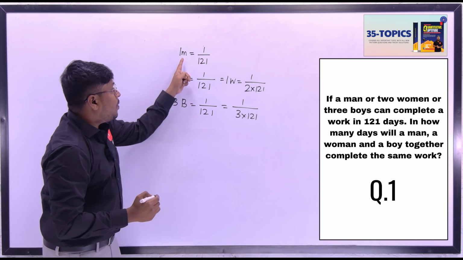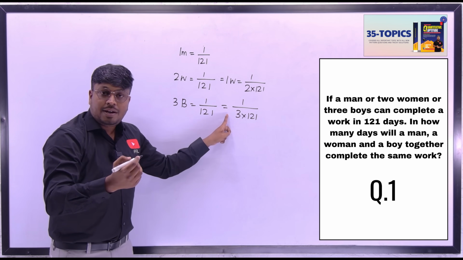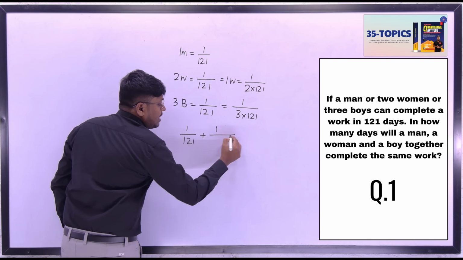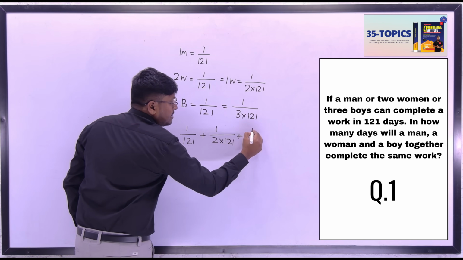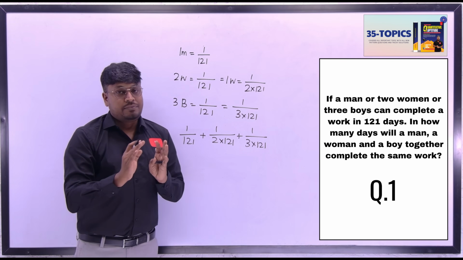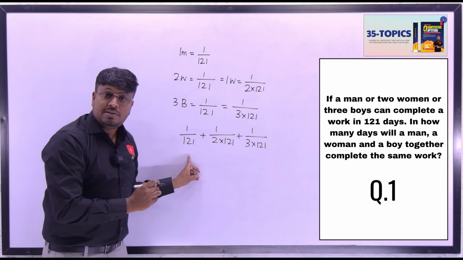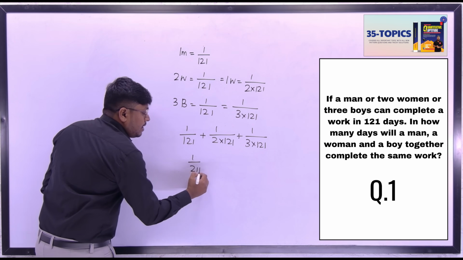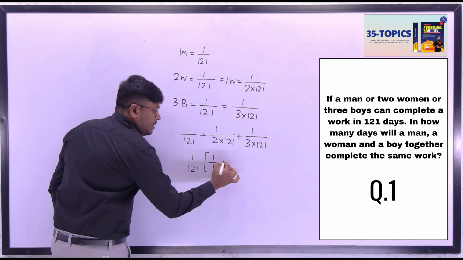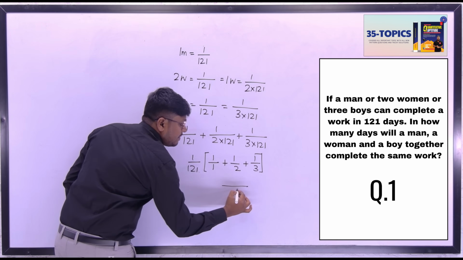So now we got one man, one woman and one boy. Our target is to find, if all the three persons are working, how much time it takes. So better we add all the three values: 121 plus 1 divided by 2 into 121 plus 1 divided by 3 into 121. Now we have to take the LCM fast. The easy way is, in all the three values we have 121 common, yes or no? So better take 121 outside. Now it will be easy, right? Once you take 121 outside, the resultant value will be 1 by 1 plus 1 by 2 plus 1 by 3. So now for 3 and 2, the LCM will be 6 here.